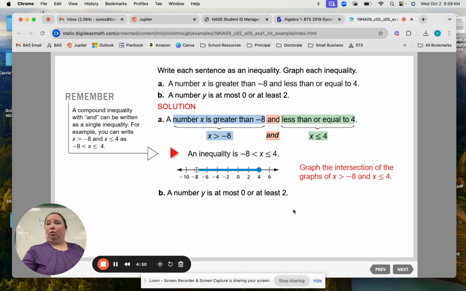All right, so let's do B. I'm going to guess it's an "or." A number y is at most 0. So is it less than 0? Yes, and it includes 0, right? Because it's at most 0. So y is less than or equal to 0, or at least 2. So you put "or," and then y would be at least 2, so it's greater than or equal to.